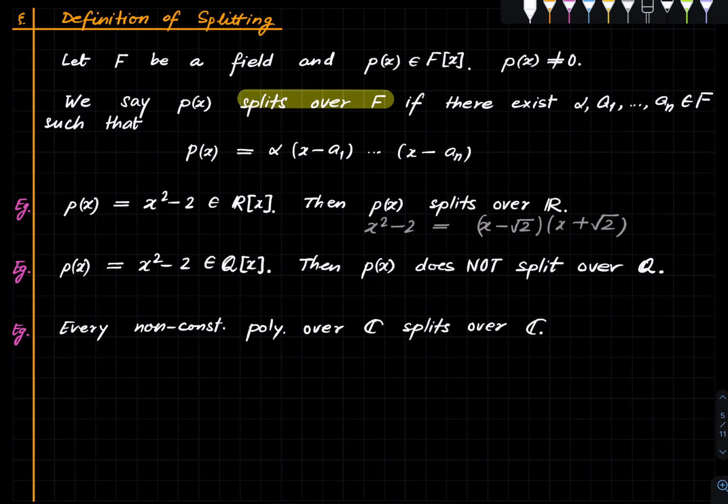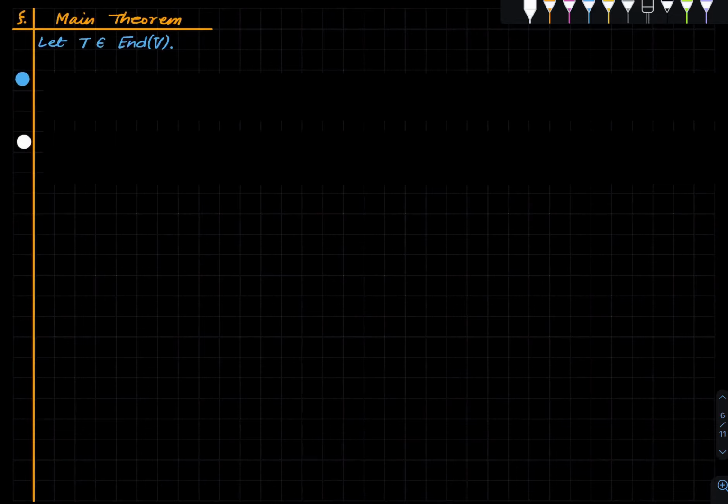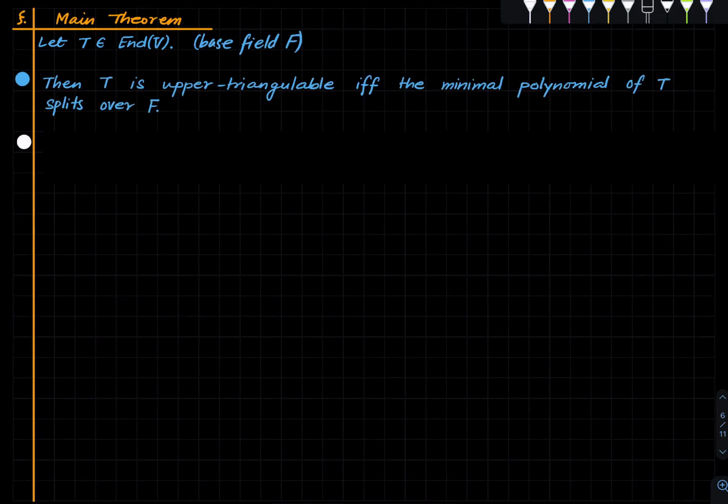All right. So here is the main theorem. It says that for any endomorphism T on a finite dimensional vector space V over a base field F, T is upper triangulable if and only if the minimal polynomial of T splits over F. A beautiful theorem. So one can detect upper triangulability just by knowing the minimal polynomial. And it's an if and only if condition. So it's a characterization. All right, so let's start proving it.